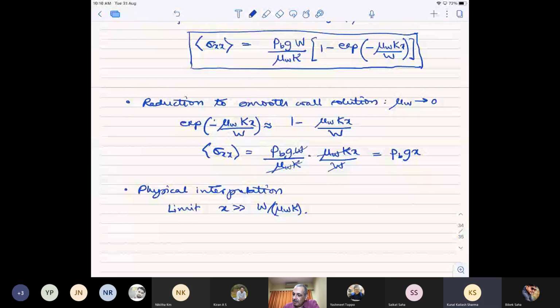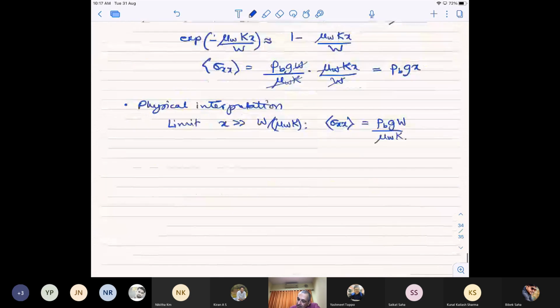So if this term inside the exponential becomes very large, I hope this is what you all are telling me because I couldn't make it out, this exponential will go to 0. So in that case, what you will see is that sigma xx is just equal to rho b g w. So this is the unusual behavior of the system.